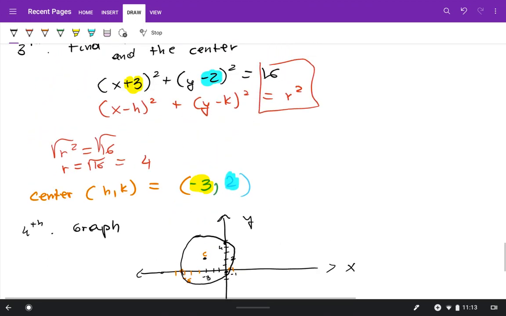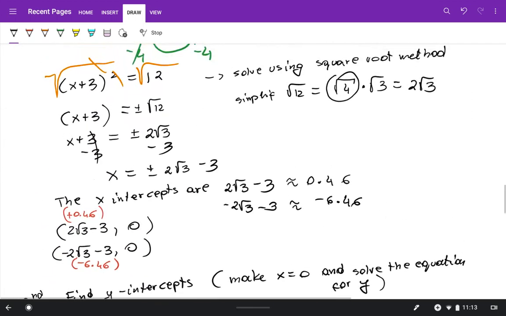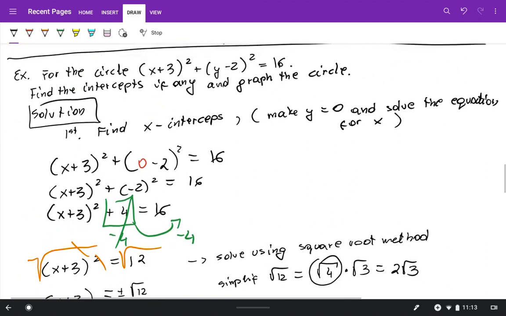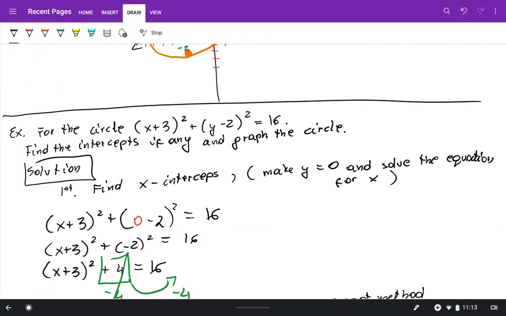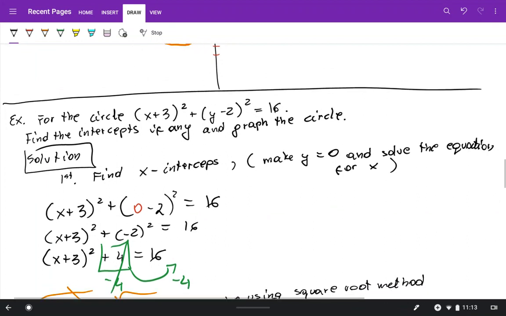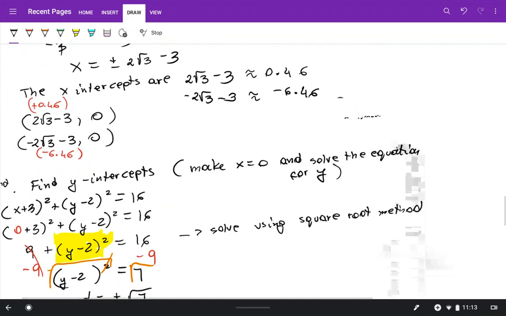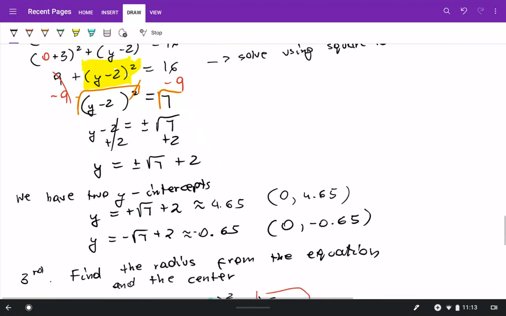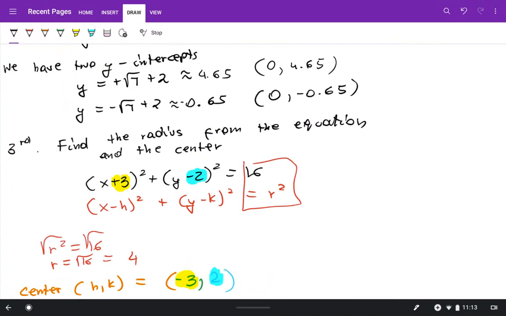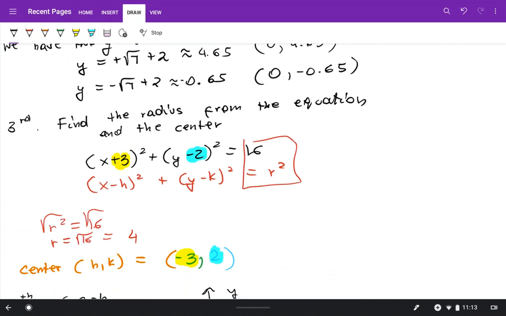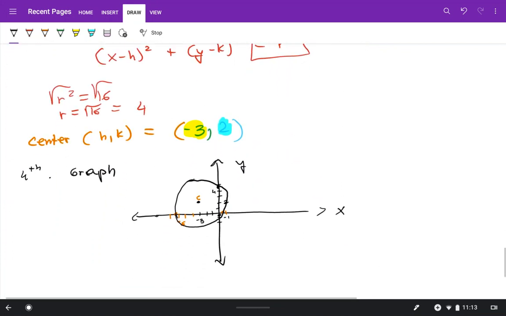Okay, so in this problem, I covered really a lot. I reviewed with you guys how to find the x and y intercepts. In this case, our circle has x and y intercepts. And also, I went back and taught you again how to find the radius and the center from the equation of a circle, and just how to graph it.